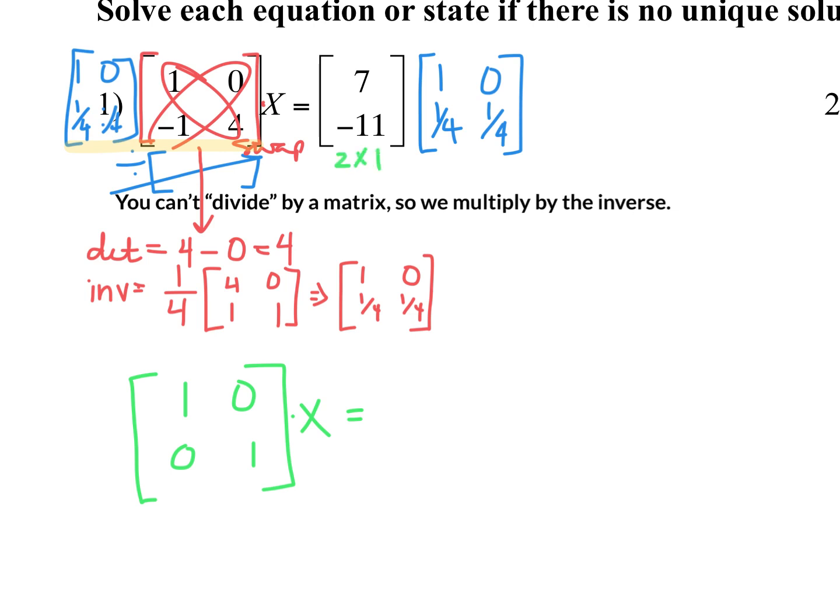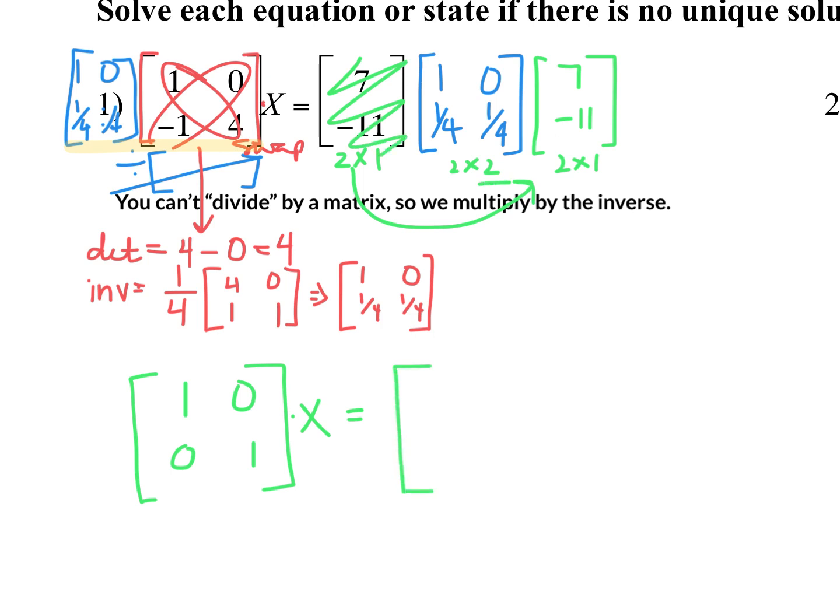on the right side, I notice this is a 2 by 1 and a 2 by 2. If you remember, we can't multiply that way, so I'm actually going to need to move this, like switch the order of these, so this is going to become 7 and negative 11 over here. Now I can multiply those, because now my inside dimensions match. I'm going to be left with a 2 by 1. All right, so that's going to give me this.